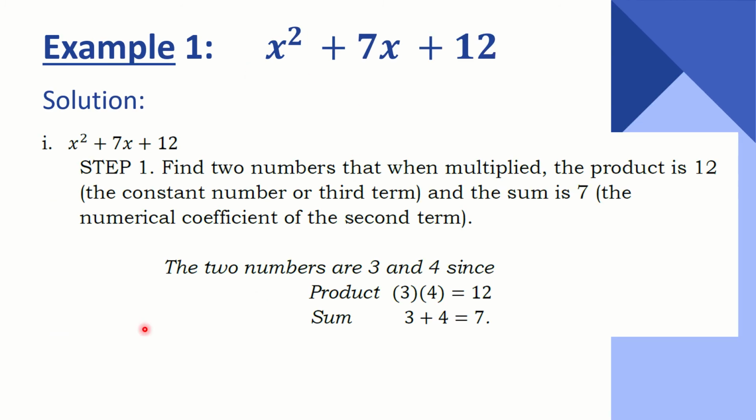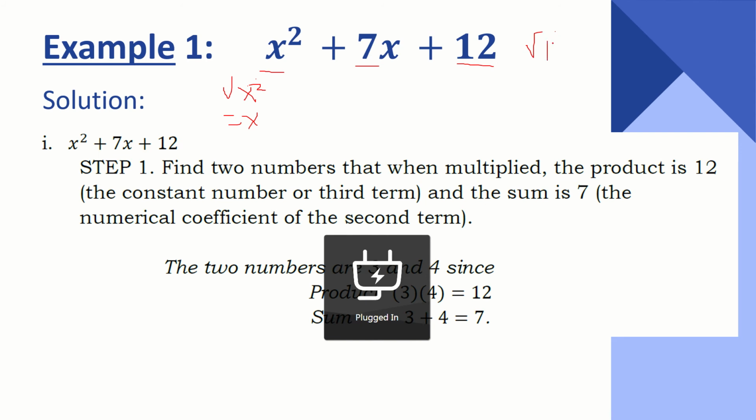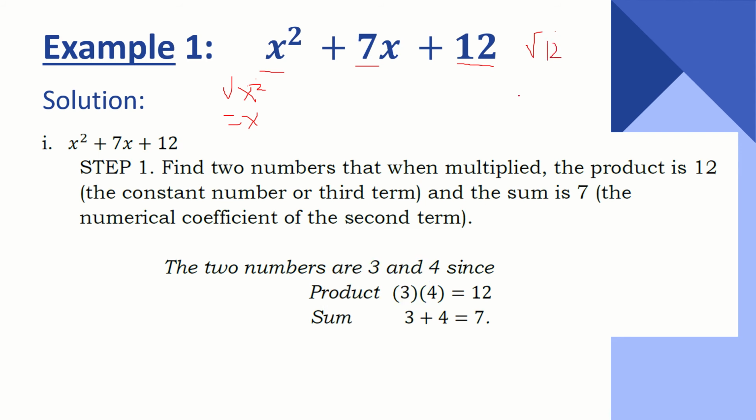We have x squared plus 7x plus 12. Is this a perfect square trinomial? Let's check. Kung square root natong first term, square root of x squared is x, right? Now, square root natong last term. Square root of 12, pila ang answer? Decimal siya, right? Therefore, di siya perfect square trinomial because 12 is not a perfect number.